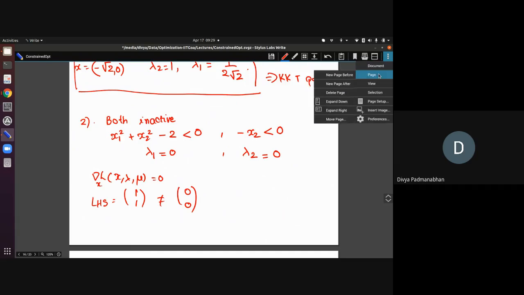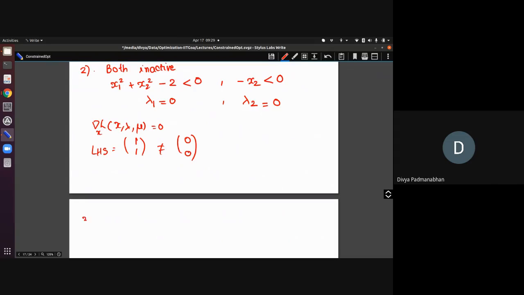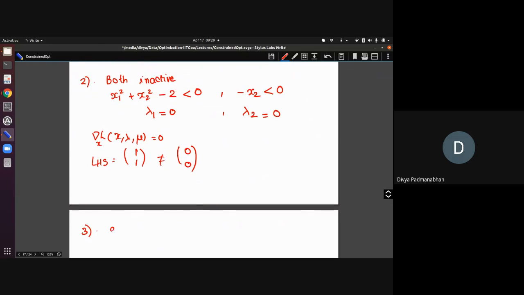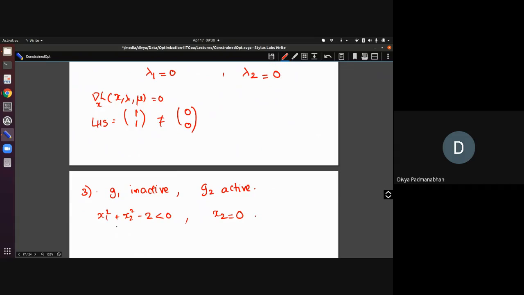Now let's take the case where one is active and one is inactive. Let's take the case where G1 is inactive and G2 is active. What this means is x1 square plus x2 square minus 2 is less than 0, and x2 is equal to 0. Because G1 is inactive, lambda 1 is 0. Lambda 2 you still don't know.